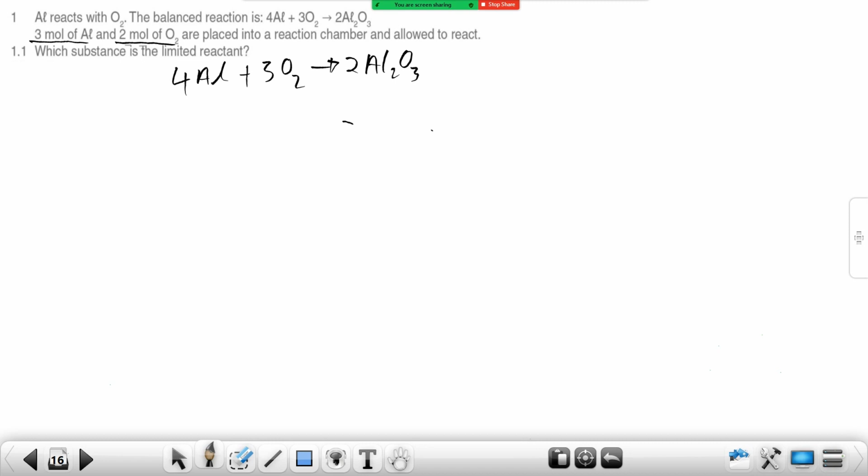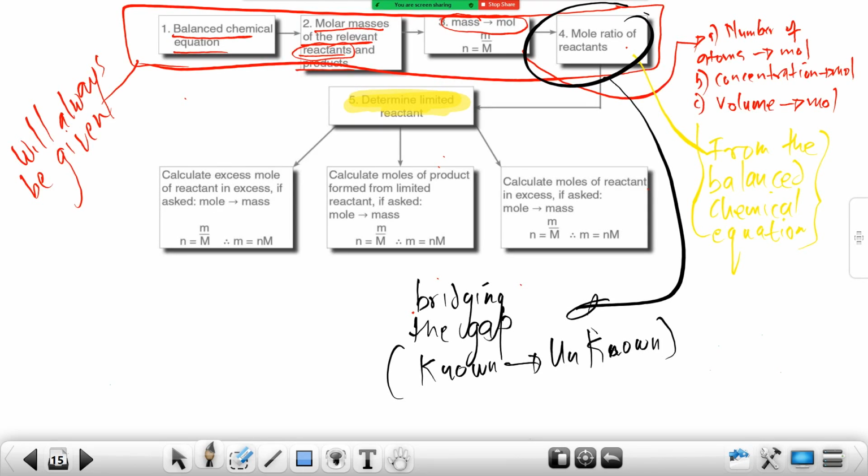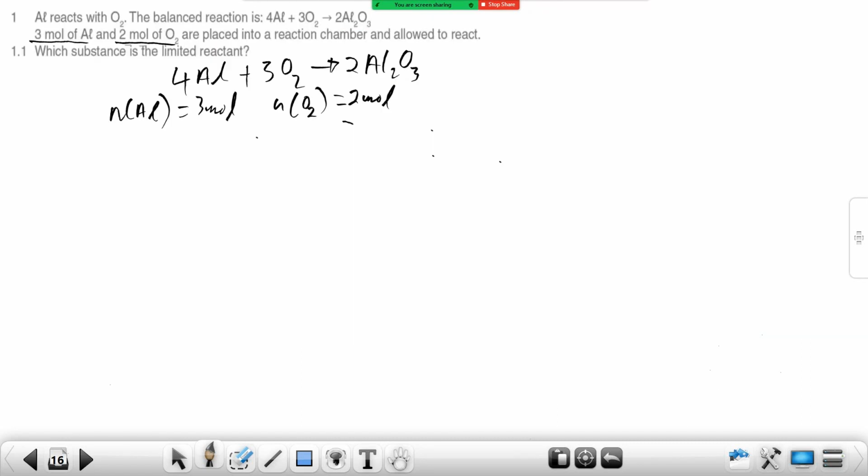Which substance is the limiting reactant? Step 1, calculate the number of moles. So I have the number of moles of aluminium, which equals 3 mole. And then I have the number of moles of oxygen, which is just 2 mole. That is given. Now, after that, molar ratio.